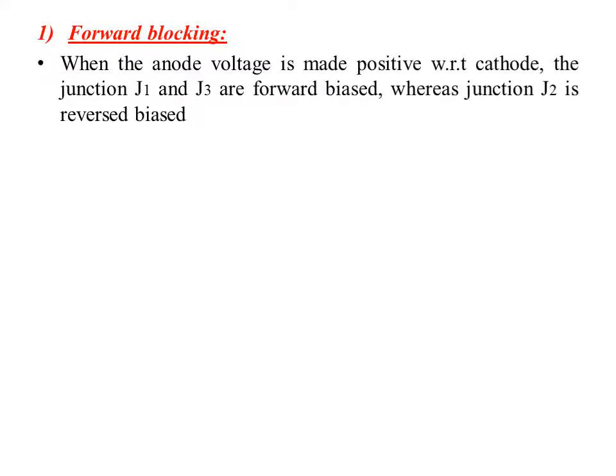First, forward blocking. When anode voltage is made positive with respect to cathode, the junctions J1 and J3 are forward biased and junction J2 is reverse biased. So when we apply a voltage between anode and cathode, that is anode is positive with respect to cathode, then junctions J1 and J3 will be forward biased and junction J2 will be reverse biased.